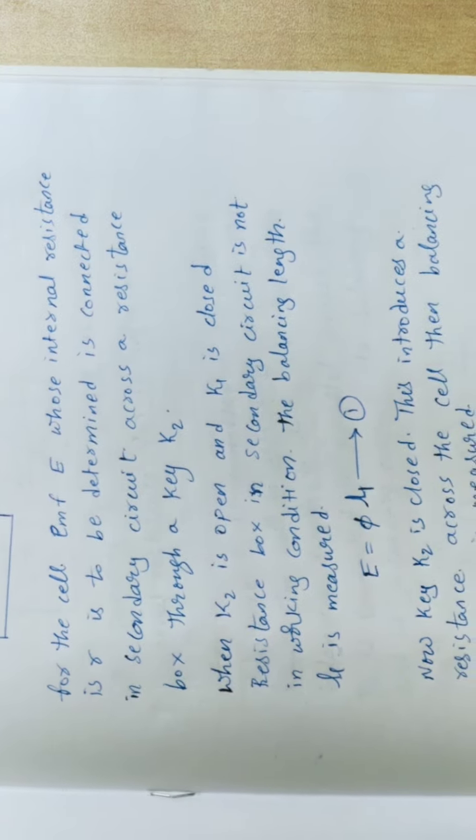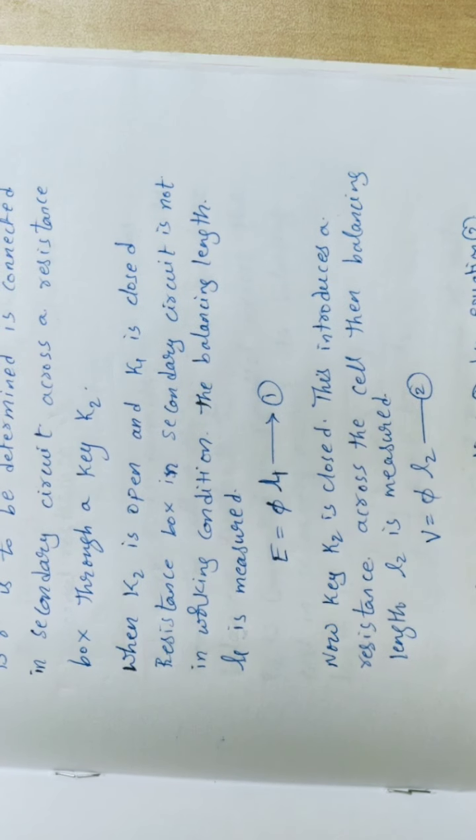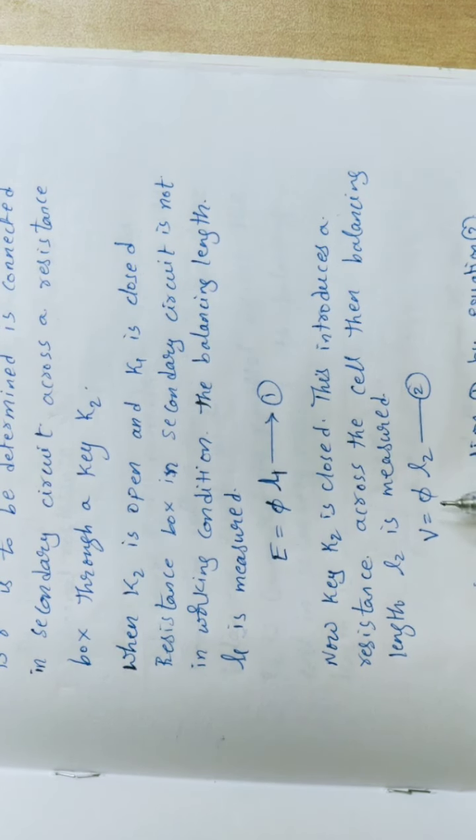Now the K2 key is also closed. In that condition, the resistance box in the secondary circuit is in working condition. Then we want to calculate the balancing length. That balancing length we can observe at a point N2, and I take that balancing length value as L2. Based on the principle of potentiometer we get V is equal to phi into L2. I take that as equation 2.